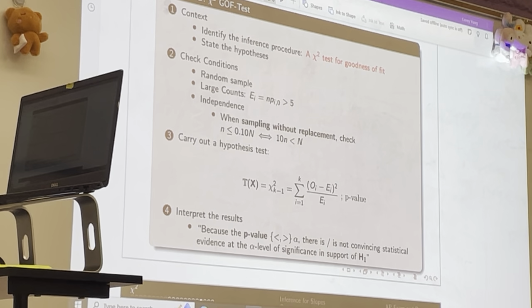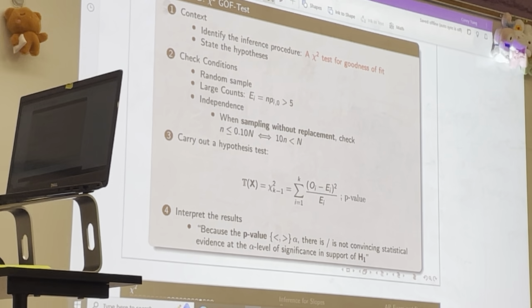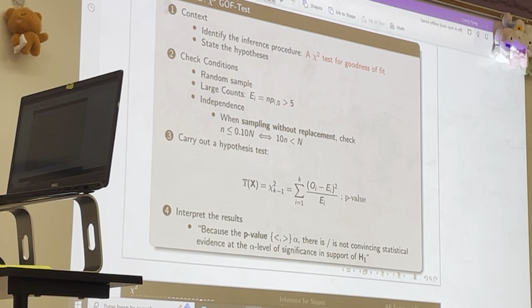So yeah, that's chi-square, at least the first test. Any questions? Does that make somewhat sense? I sure hope so.